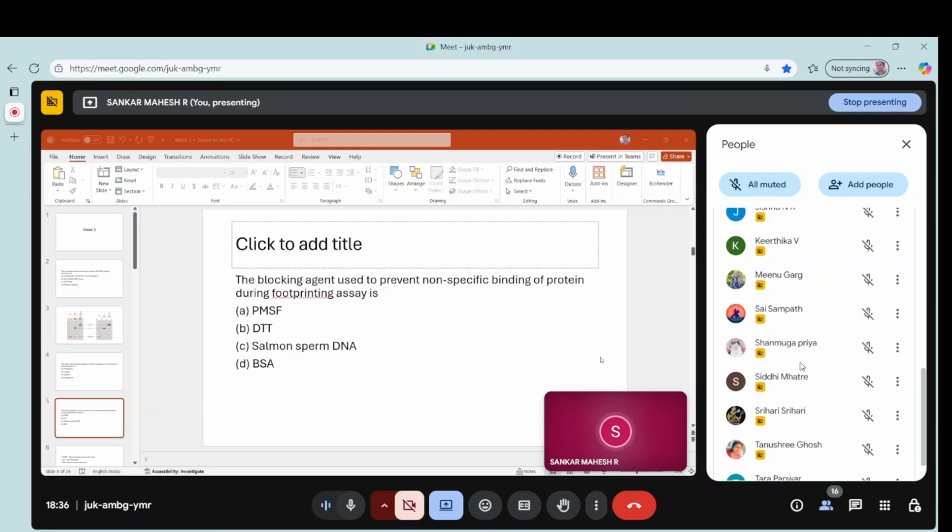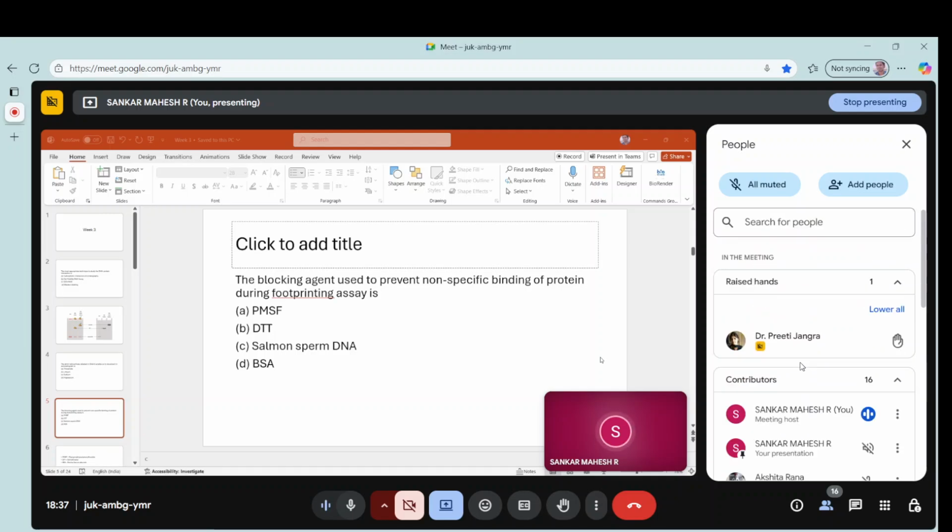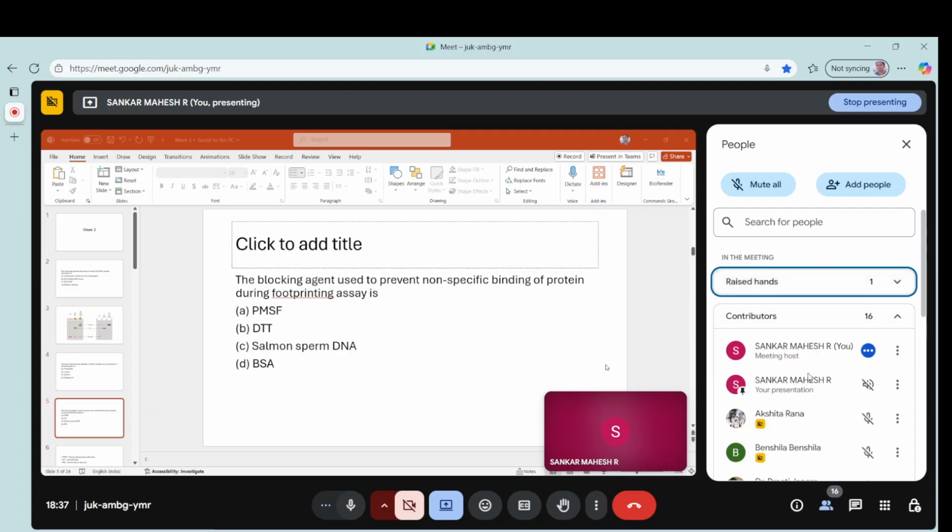But before we discuss this right answer, does anyone know anything about the other three incorrect options here? PMSF, DTT, and BSA? Isn't BSA used for protein degradation? Sorry, can you repeat? PMSF is used for protein degradation. Do you want to degrade protein, or can you expand PMSF? It is a serine protease inhibitor, sir. Right, correct. So it's a serine protease inhibitor.